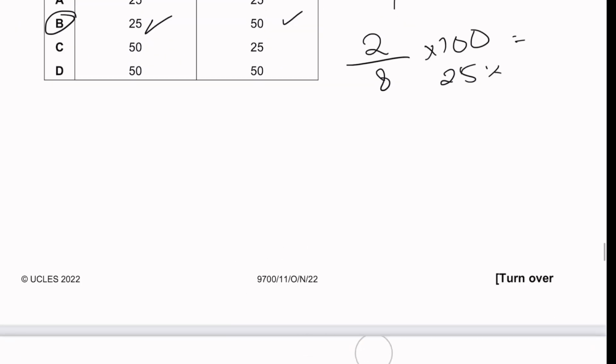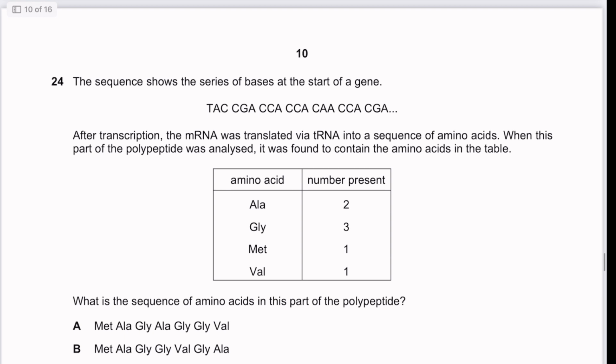24. The sequence shows the series of bases at the start of a gene, and after transcription, mRNA was translated via tRNA into a sequence of amino acids. When this part of the polypeptide was analyzed, it was found to contain the amino acids in the table. So we have 2 alanine, 3 glycine, 1 methionine, and 1 valine amino acid. So what's the sequence of amino acids in this part of the polypeptide?